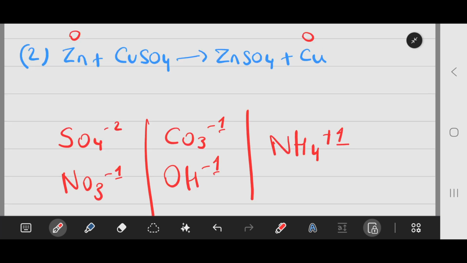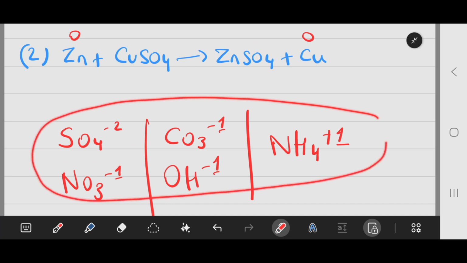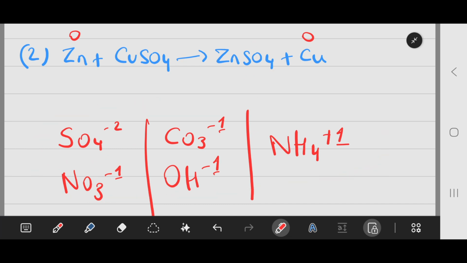Now in this case, in the above reaction, I know that SO4 minus 2 is a radical and it has an overall charge of minus 2. So whenever you see any of these in a chemical reaction, immediately look over on the product side and the reactant side and check if the same radical is present on both the reactant side and the product side. In this case, SO4 is present on the product side as well.